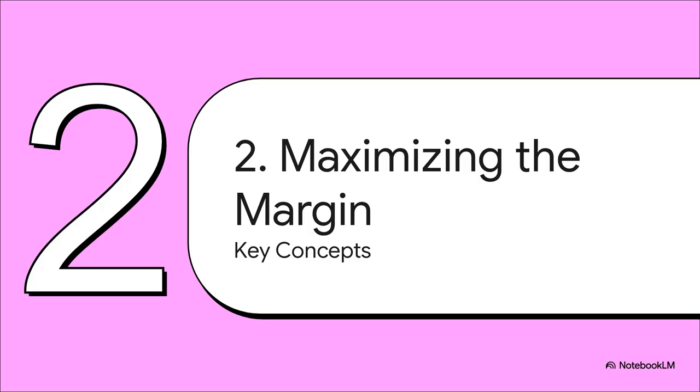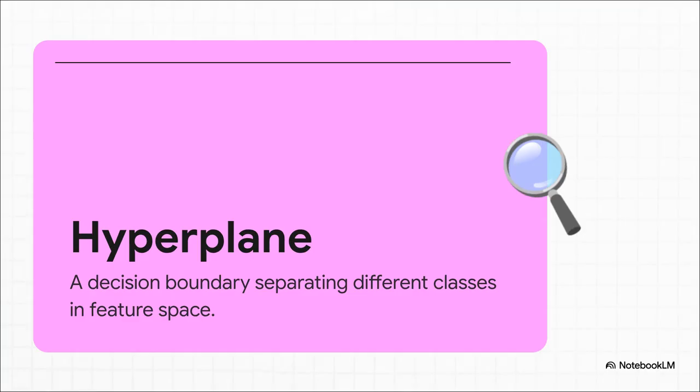Okay, so how does it actually do it? How does an SVM find this widest street? Well, it all boils down to three key ideas: the hyperplane, the margin, and these things called support vectors. First up, in the world of SVMs, we don't just call it a line. That's a bit too simple. It's called the hyperplane. Now, in 2 dimensions like this, it is a line. But in 3D, it's a flat plane, and in even higher dimensions, it's a hyperplane. This is our final decision boundary.